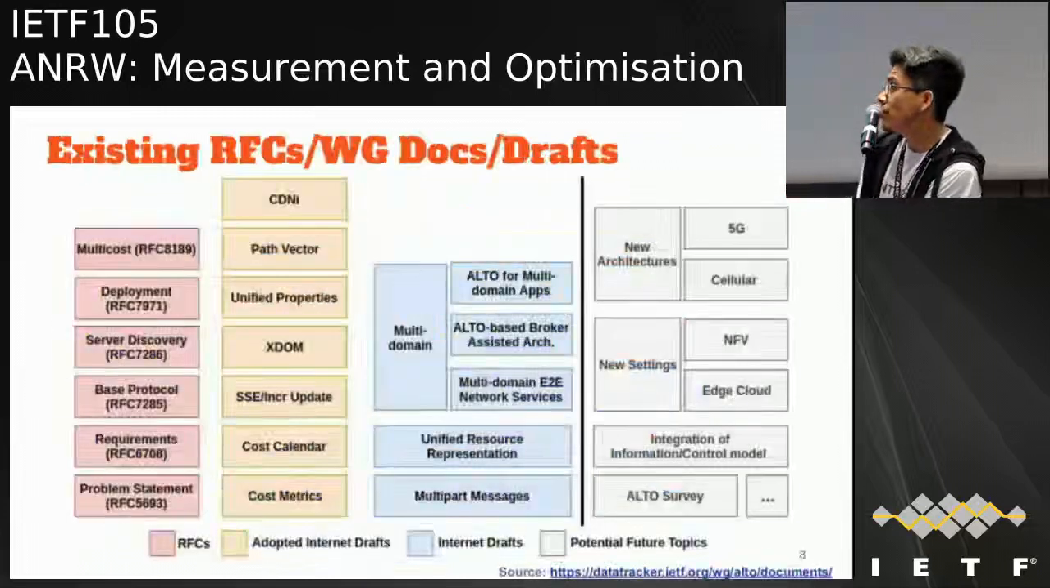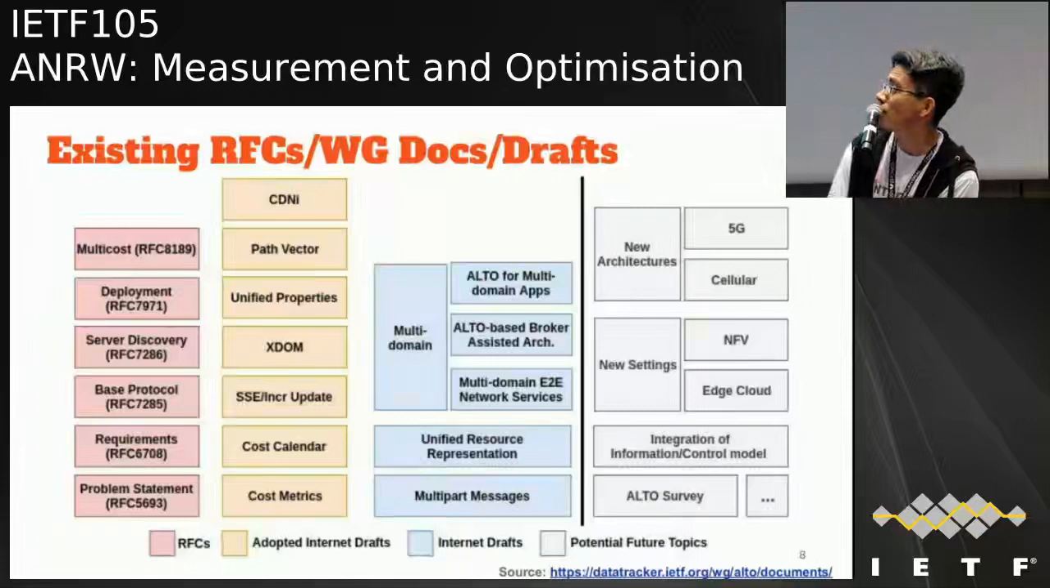So this is an overview of the current ALTO documents. We have 7 RFCs. For example, from the problem statement and the requirements, the base ALTO protocol was defined, and there are three other RFCs related to server discovery, deployment considerations, and multi-cost maps. There are 7 internet drafts to extend the base ALTO protocol, and there is a set of individual drafts, some of them related to multi-domain scenarios.